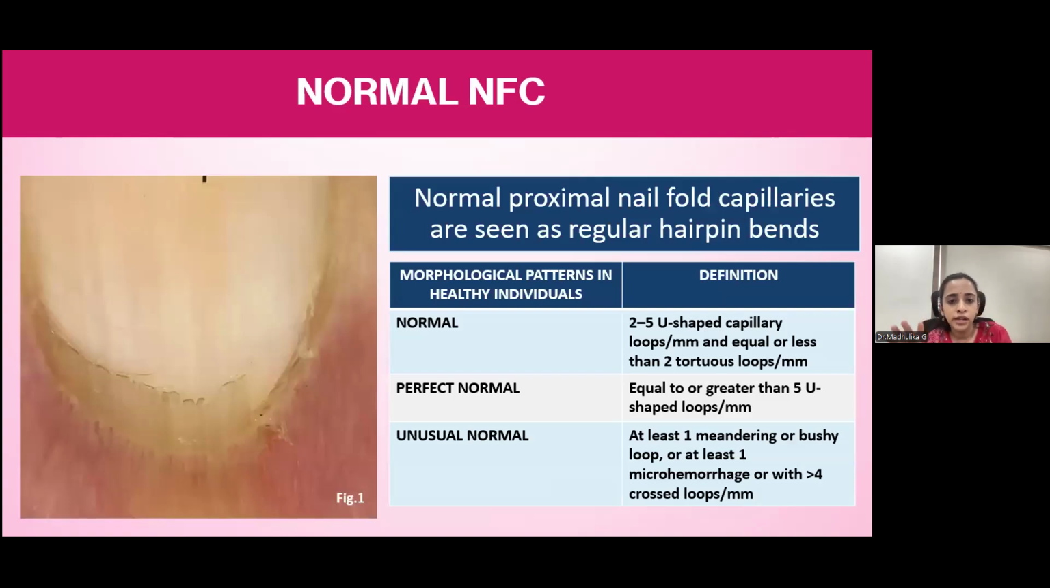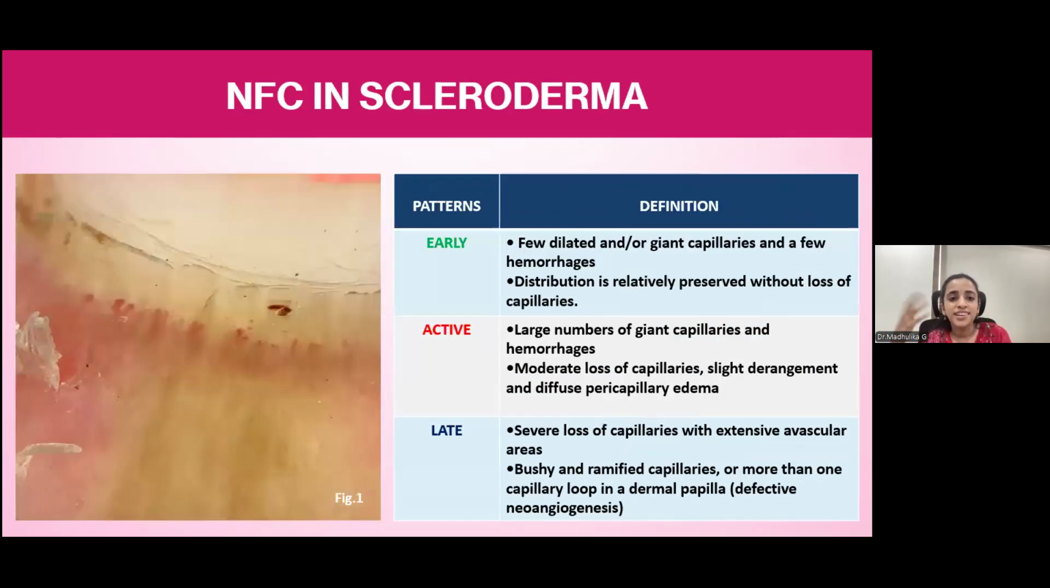So in a normal nail fold capillaroscopy, as you can see in the image, you see almost 2 to 5 U-shaped, hairpin-shaped capillary loops present per mm. Okay. Sometimes there can be fewer, but that is unusual. So these are all regularly distributed, of almost even width, and evenly distributed. Next. So what is abnormal then?